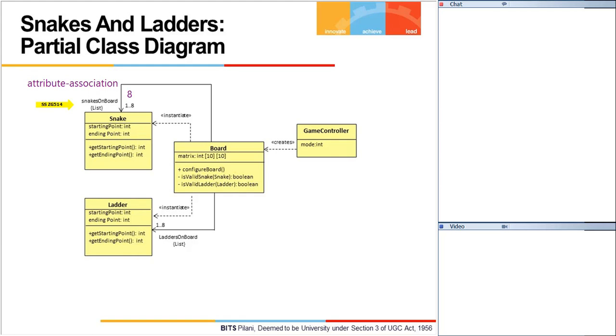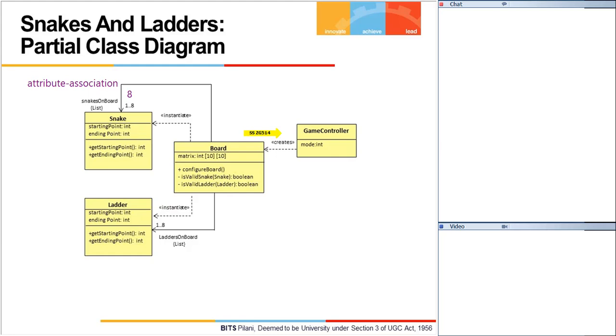Similarly, ladders on board using a list. Apart from that, you can also see here that I have another dependency relationship which is called instantiate. This dependency relationship signifies that board instantiates objects of class snake. Similarly here, board instantiates objects of class ladder. Here you can see it says game controller creates the board class.